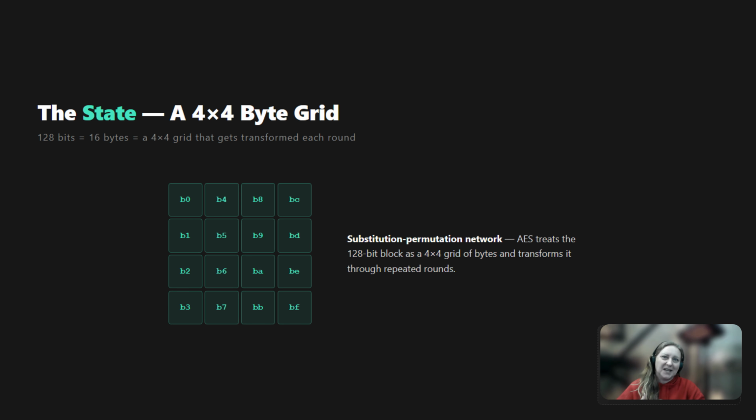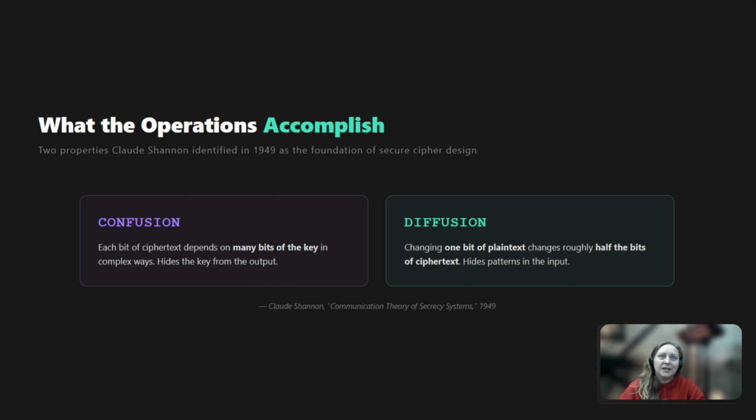The 4 operations don't matter to most people who use AES. What matters is what they accomplish: diffusion and confusion, the 2 properties Claude Shannon identified in 1949 as the foundation of secure cipher design. Confusion means each bit of ciphertext depends on many bits of the key in complex ways. Diffusion means changing 1 bit of plaintext changes roughly half of the bits of ciphertext. AES achieves both with mathematical thoroughness.